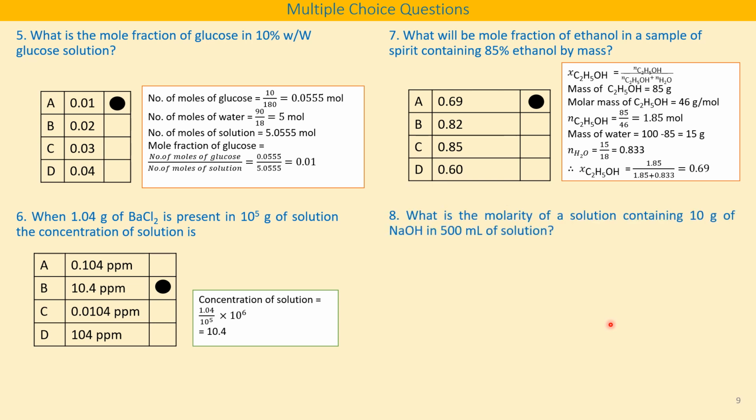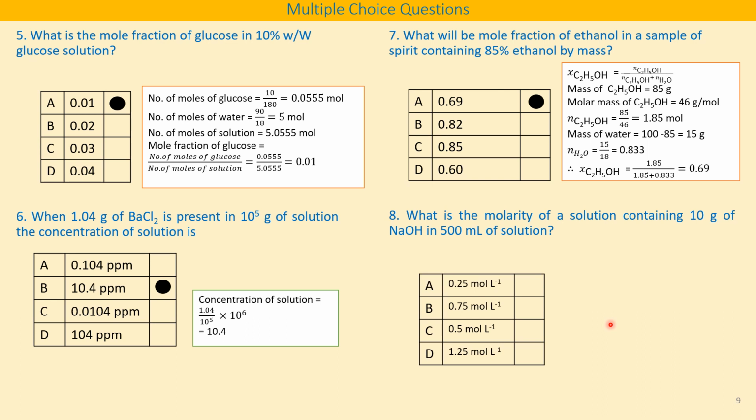Next question. What is the molarity of solution containing 10 grams of NaOH in 500 ml of the solution? Four options are given. You have to analyze and mark the correct answer. So calculations are required. Number of moles of NaOH is equal to 10 by 40. That is given, 10 grams in a total solution of 500 ml.